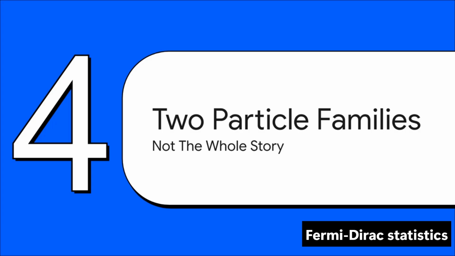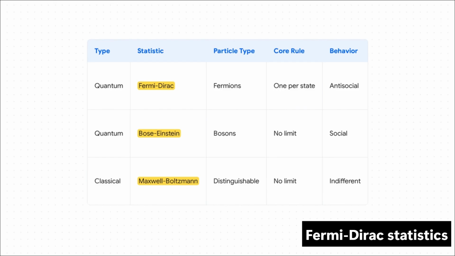Now, to really get the full picture, it's important to know that these antisocial fermions aren't the only type of particle in the universe. There's a whole other family with a completely different personality. Let's just look at this comparison. We've got our antisocial fermions governed by Fermi-Dirac statistics with their super strict one per state rule. Then you have their counterparts, bosons. These are particles like photons, the particles of light. They're governed by Bose-Einstein statistics, and they are incredibly social. They love to crowd into the exact same state. There's no limit at all. And finally, you have the old classical idea, Maxwell-Boltzmann statistics, which just treated particles like they were tiny, distinguishable billiard balls that didn't care one bit about sharing.